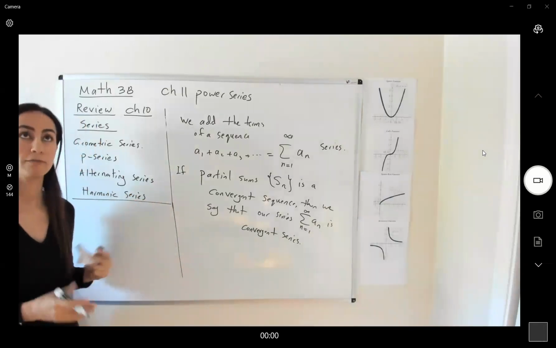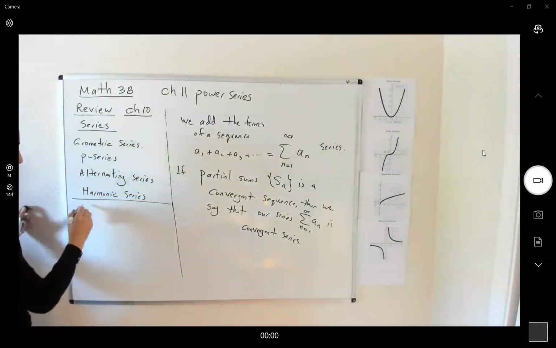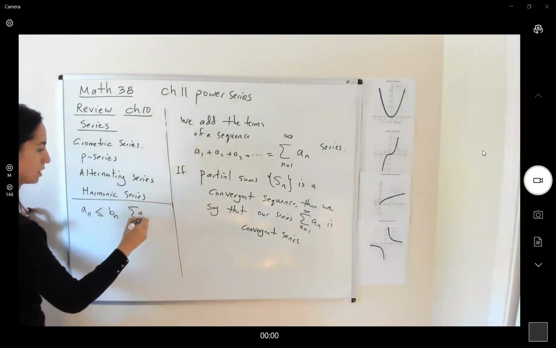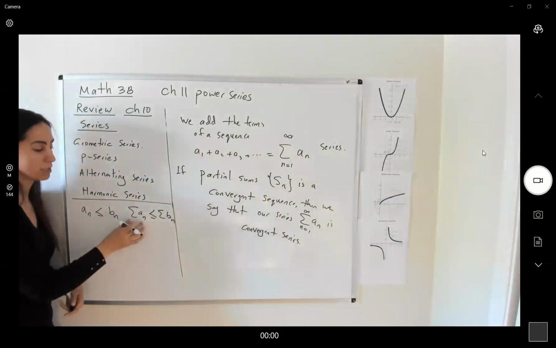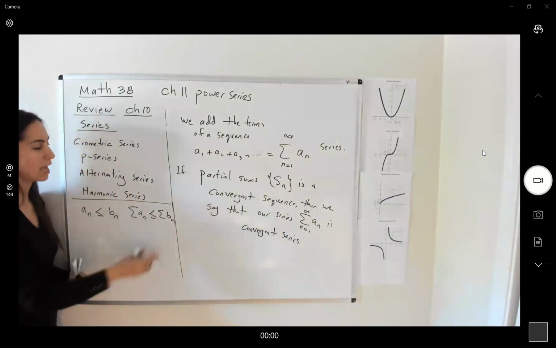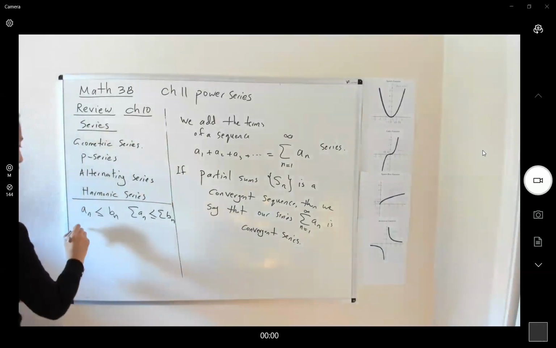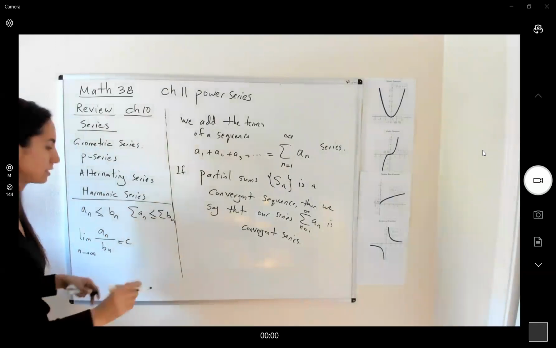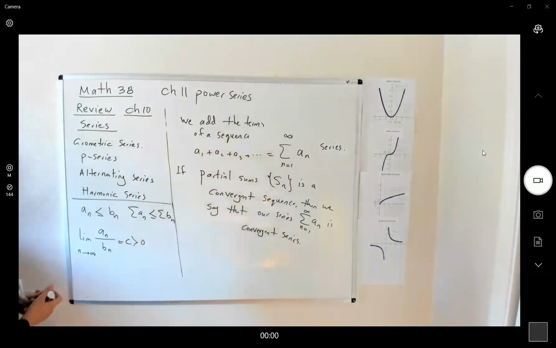Then we went over different techniques for understanding the behavior of series. We can compare two series, a sub n less than or equal to b sub n. We said that if the smaller series is divergent, so is the bigger series, and if the bigger series is convergent, so is the smaller series. We talked about the limit comparison test. If the limit is equal to a constant c, and c is positive, then both of these series are convergent or both of them are divergent.